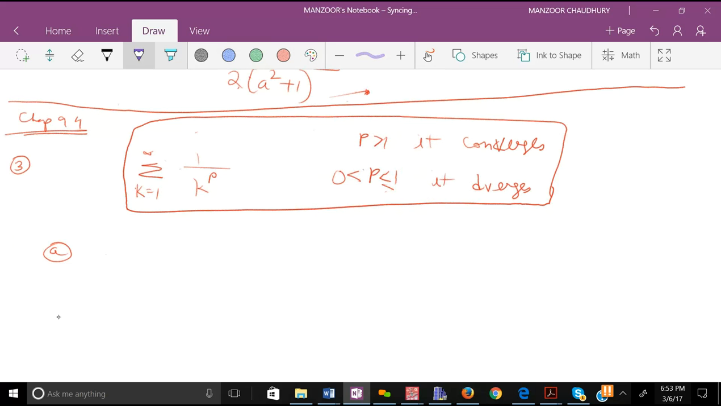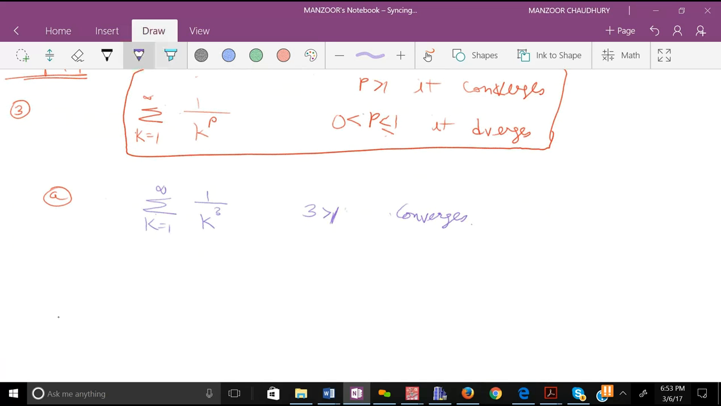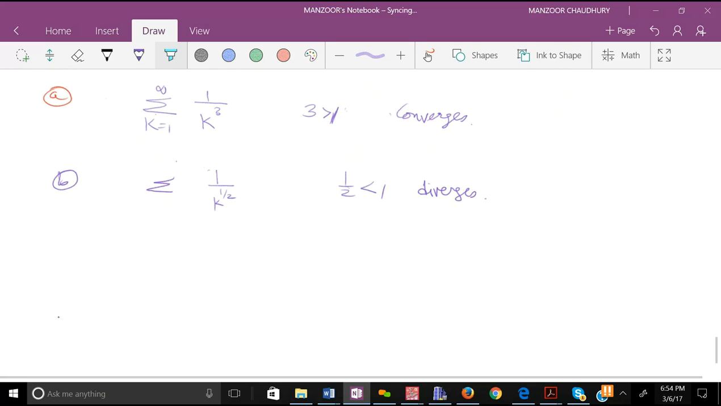Good. Okay, so the first one is the sum from k equals 1 to infinity of 1 over k cubed. Since 3 is greater than 1, you can say it converges, right? For b, the answer should be 1 over k to the half. So 1 half is less than 1, so it diverges.